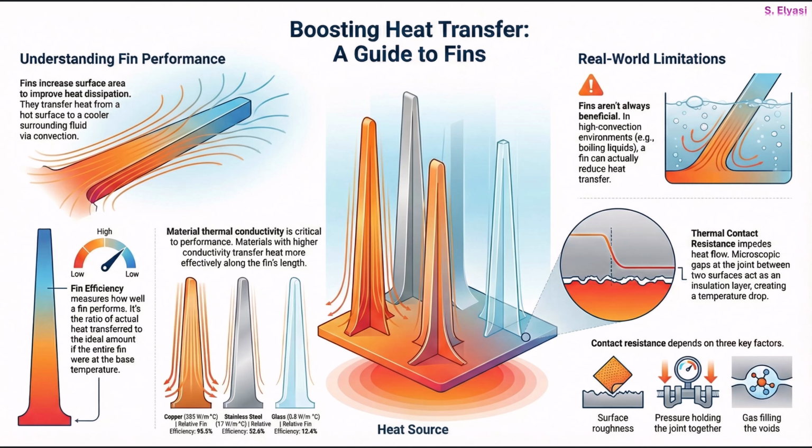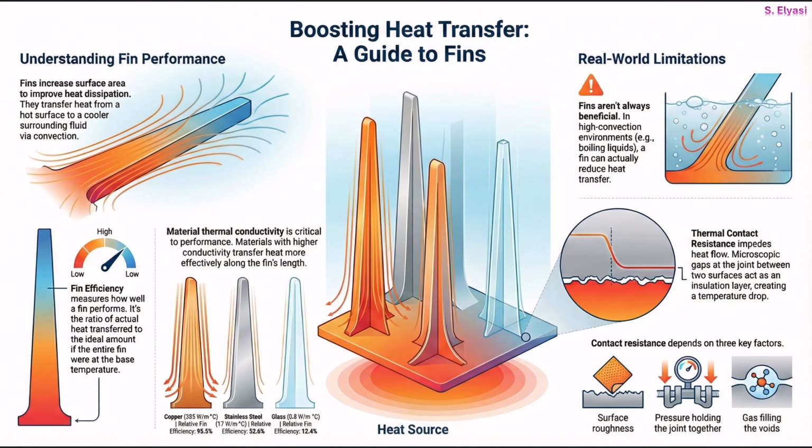Second, the material is just absolutely critical. I mean, if heat can't travel down the fin easily, then all that extra surface area doesn't do you any good. And this is where the numbers get really interesting. Highly conductive copper, it's got an efficiency of about 95.5%. But a poor conductor like glass, wow, it just plummets down to only 12.4%.